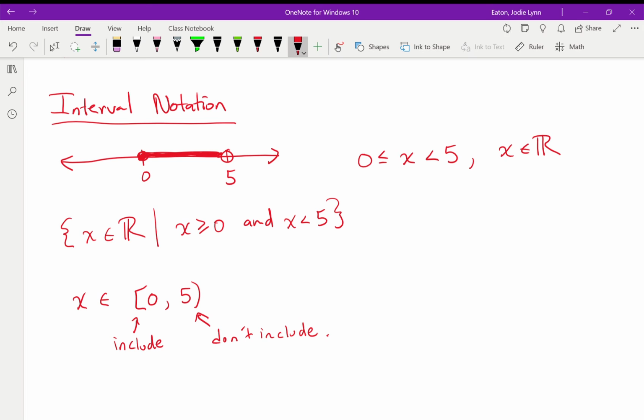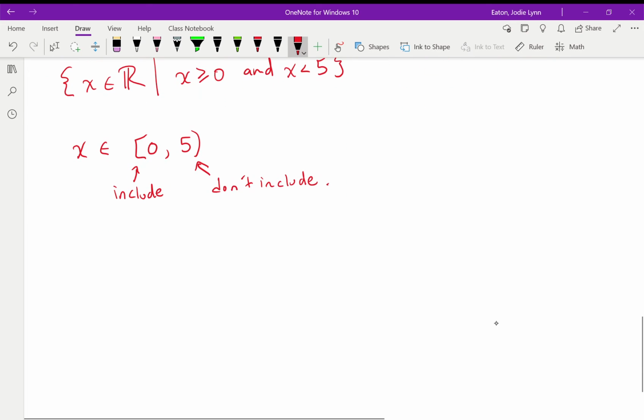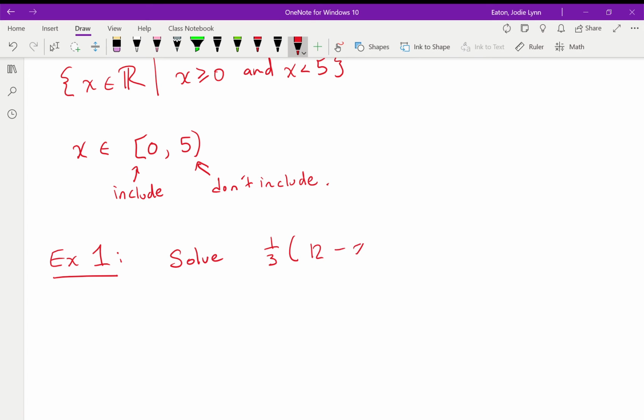Okay. So now we're going to use this interval notation to solve a few inequalities. So let's look at a couple of examples. And for today, we're just going to deal with linear inequalities. So we have example 1. Let's solve 1/3 times (12 minus x) is less than 2.